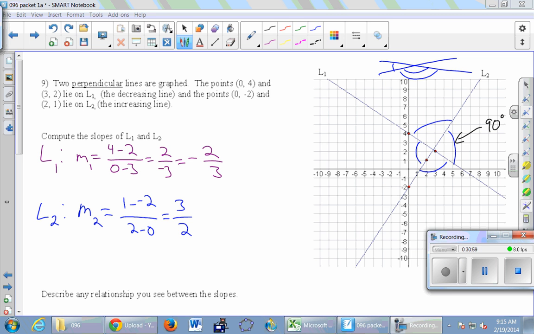All right, so let's take a look at these two lines. So we've got a slope of -2/3, that's the downhill one, and then a slope of +3/2 is the uphill one. So there's a lot of stuff in common there. So first of all, what can you say about the signs? What's true about the signs? Are they the same or are they different? They're different, right? These are opposite signs.